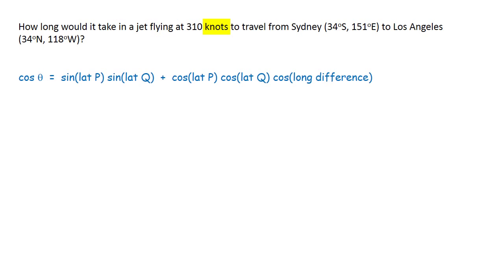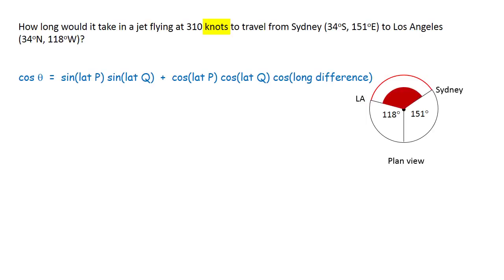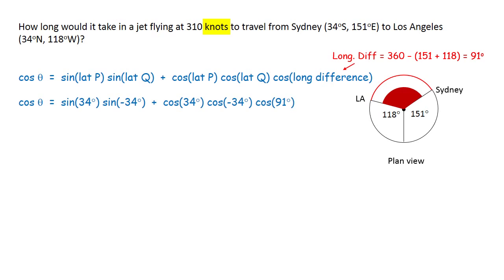We know the latitudes, and the longitude difference can be found with a diagram. Sydney is at 151 degrees east, and Los Angeles is 118 degrees west. The angle that we need is marked in red. In this case, it is found by adding together the two longitudes and subtracting them from 360 degrees. The longitude difference is 91 degrees. Put it in the formula together with the latitude information, and we can calculate theta.